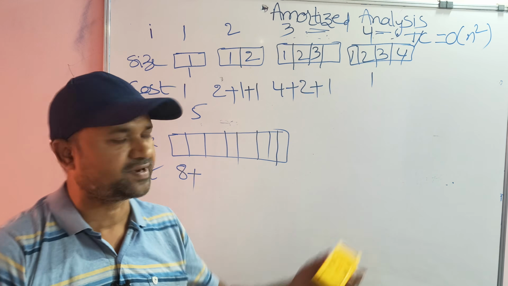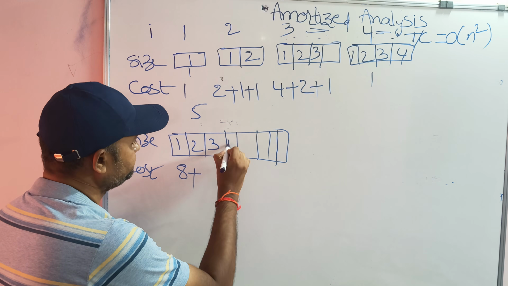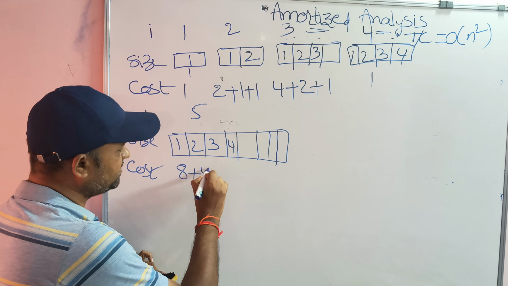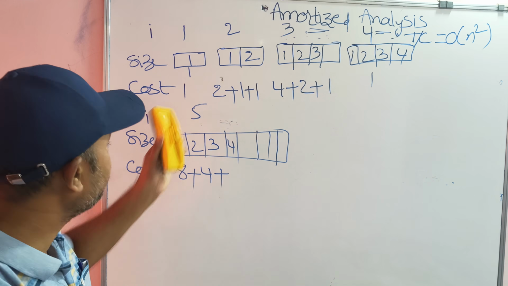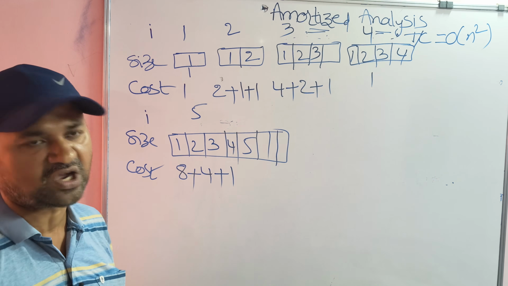Next, what is the next one? Copy the previous array elements. So 1, 2, 3, 4. So 4 elements we are copying, so 4 is the cost. Plus we are inserting the 5th element. So only one element we are inserting, so the cost is 1.